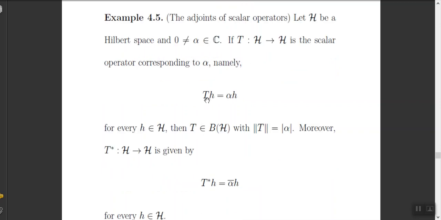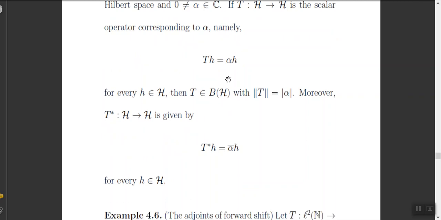It means T maps every h to alpha h. Okay, you can see that this is a bounded linear operator on H, a scalar operator, because you can see h is mapped to the scalar product of h by alpha. That's why it's called a scalar operator. We can show that T is a bounded linear operator and the norm of T is the absolute value of alpha. I leave it to you to figure out, okay?